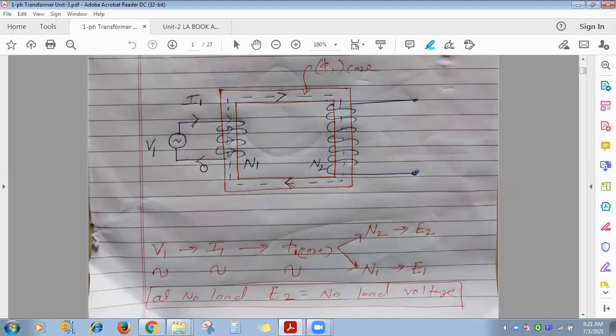Now, if you observe, the flux produced by primary winding, as it is completing its path through core, is coming in contact with the turns N1 itself, isn't it? Is this changing flux coming in contact with N1 number of turns? Yes. N1 turns are stationary and changing flux is coming in contact with it. So what will happen as per Faraday's law of electromagnetic induction? EMF will get induced in primary winding also, and that is marked as E1.